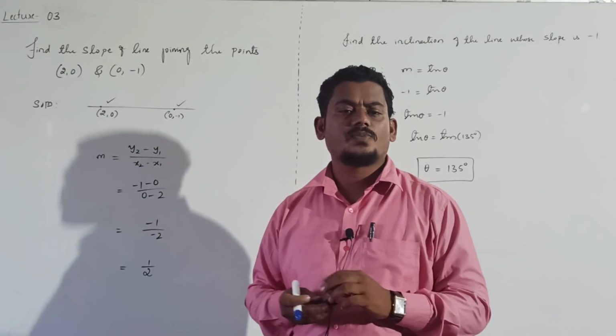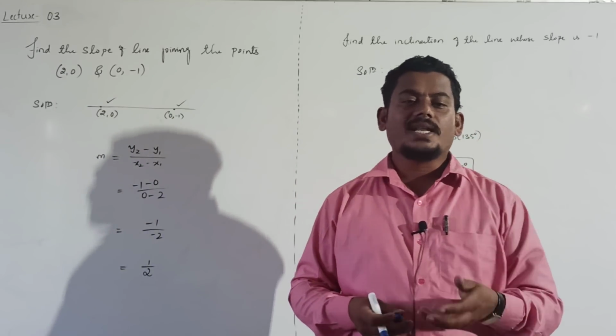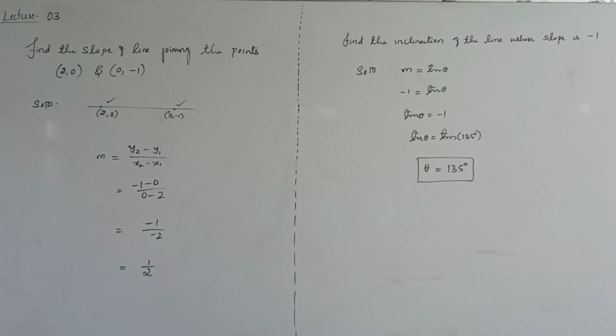No need to write it as 0.5. Just write the fraction value, that is 1 by 2. Or else you can write 0.5 also, right? Next problem.